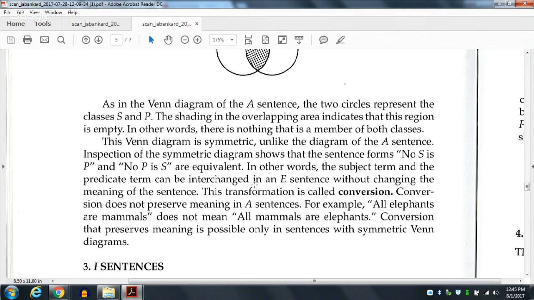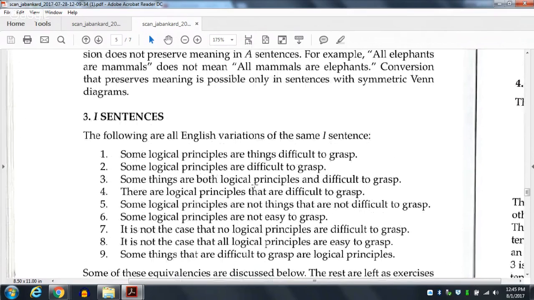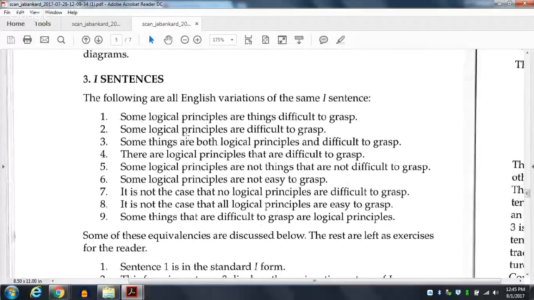As we diagram, we're going to be able to make arguments that really help us determine the truth and falsity of things. All right, I sentences. Some logical principles are things that are difficult, right? Some S are P. Some logical principles are difficult. Some things are both logical and difficult, right? You're saying there's something that is both of these things. Some S are also P. There are logical principles that are also difficult, right? So we're not saying all logical principles are difficult. We're not saying no logical principles are difficult. We're saying some are, which means maybe some aren't, right?